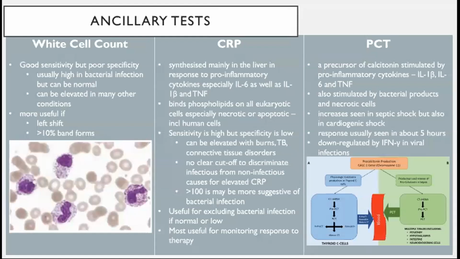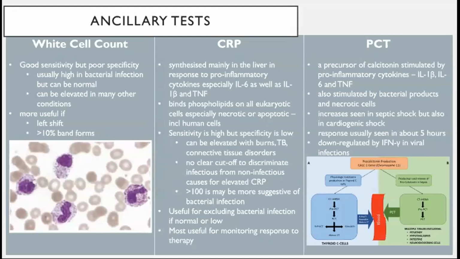The white cell count is a traditional marker of infection that is not without value, but has quite poor specificity for infection in general and for bacterial infection as well. It is usually high in bacterial infection, but can be normal, and it can be elevated in many other conditions like trauma or burns, with the use of corticosteroids, and it may, of course, be normal in immunosuppressed patients. It is more useful if it looks like the bone marrow is pushing out new cells, so if there's a left shift and more than 10% band forms.